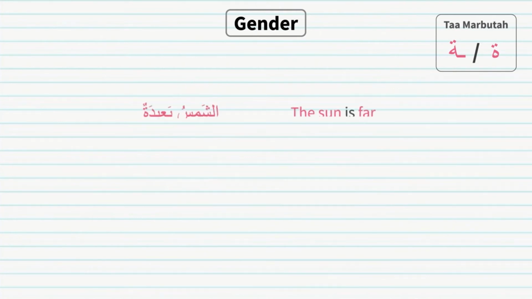But look at the following example. The sun is far, the moon is far. Although sun does not have a ta marbuta at the end of it, sun is feminine and the moon is masculine. And to use the correct adjective gender, you must know the noun gender.